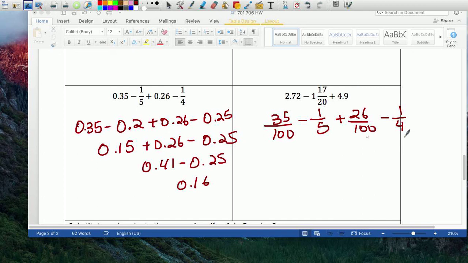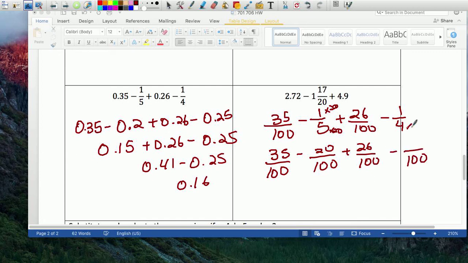We can find the common denominator for all four fractions, right? We're dealing with four fractions that we're going to add and subtract. So the common denominator is 100, so that stays. The 5 would turn into 100. 5 times what is 100? It's times 20, so I'm going to multiply the top by 20, and I get 20 over 100. 26 over 100, it's already 100, and the last one, 1/4, becomes 100. And 4 times 25 gives me 100, so I multiply the top by 25, so I get 25. So now all my fractions have 100.